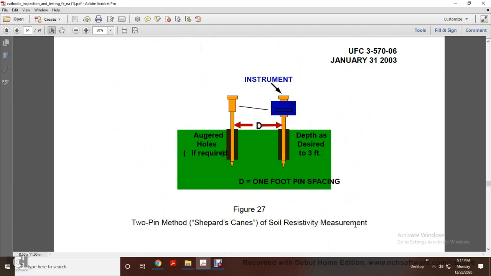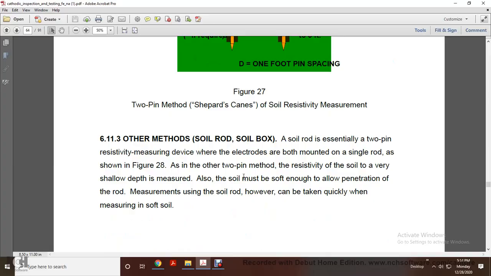The shepherd's cane measures soil resistivity in auger holes if required. D is the 1 foot spacing, and the instrument depth is the desired 2 to 3 feet. 6.11.3, other methods: soil rod, soil box. The soil rod is essentially a 2-pin resistivity measuring device, with both electrodes in a single rod, shown in Figure 28. As with the other 2-pin method, the resistivity of the soil at a very shallow depth is measured.